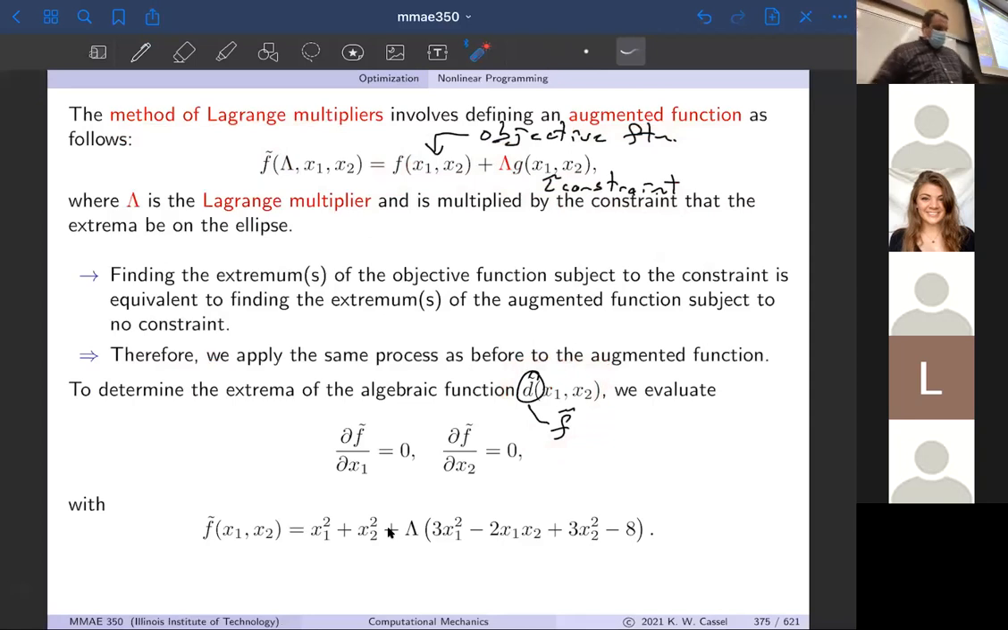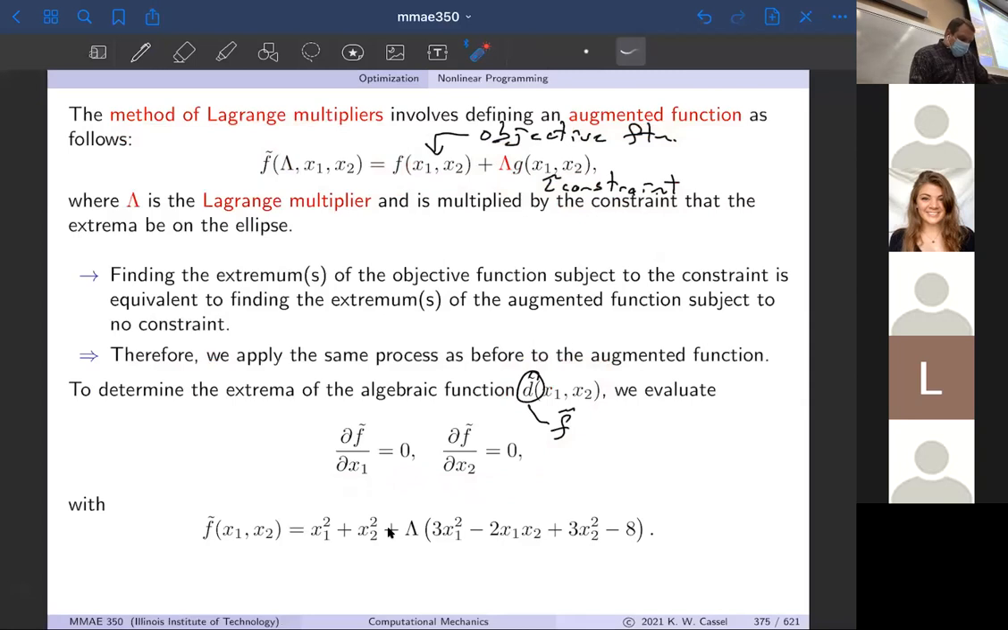So I take the derivatives of f tilde with respect to each of the design variables, x1 and x2. I set them equal to 0, and we see what we get. We find out what x1 and x2 have to be in order for those two equations to be satisfied.